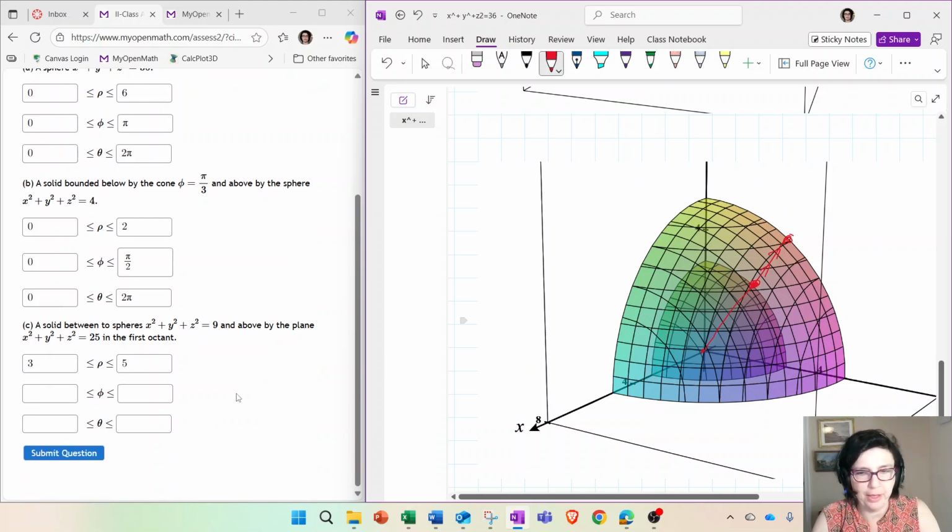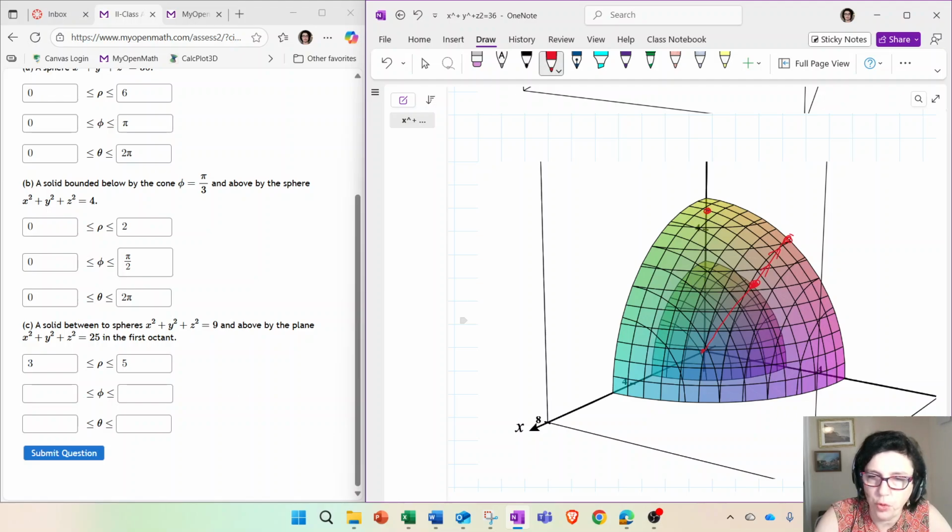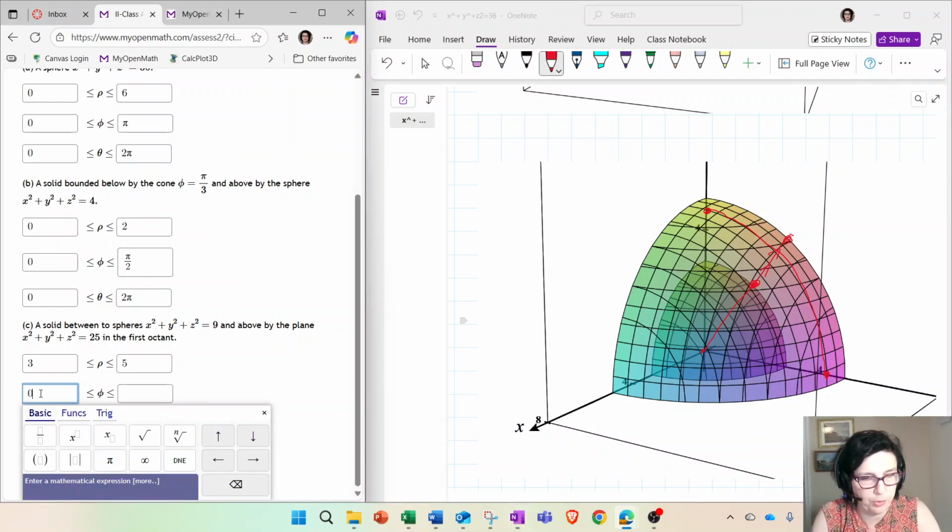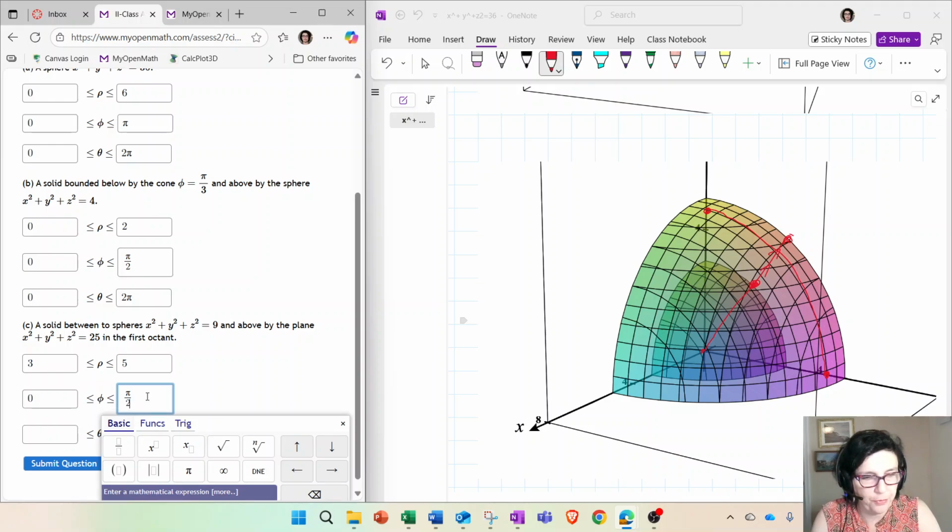Okay, what about phi and theta? Why are they only from 0 to pi over 2? If you're over here on the top, your angle with the z-axis is 0. Then if you move over here and stop, this is where you are perpendicular to the z-axis, so your angle is pi over 2. So phi goes from 0 to pi over 2 in the first octant.